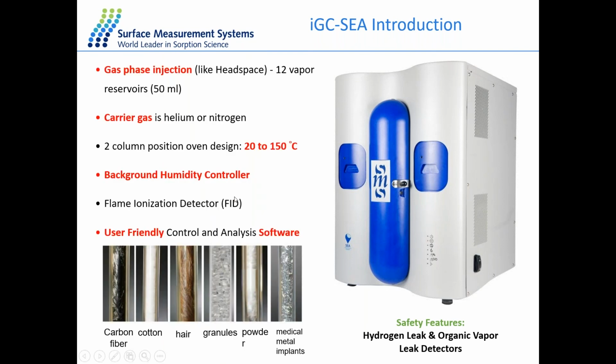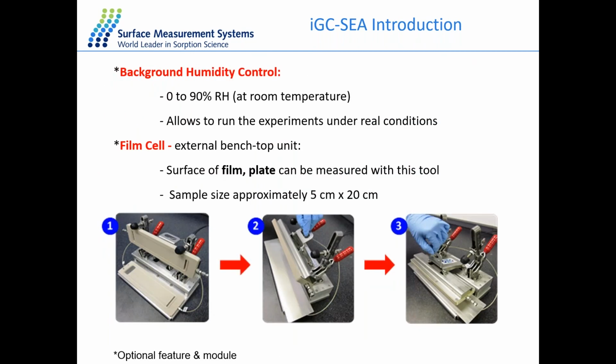The detector for the system is the FID detector. It's very sensitive for organic vapors. And we also have the option to equip a background humidity controller inside the system that allows you to do the experiment at different humidities to simulate the conditions in the real application. So you will find some interesting results about the humidity effect on the surface property, for example, how the surface property changes, or how the surface energy changes with increasing humidity.